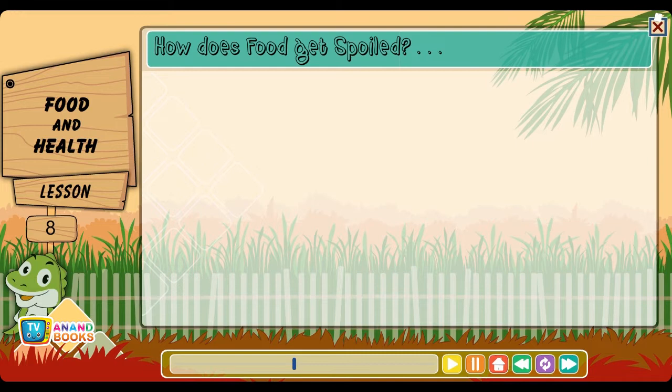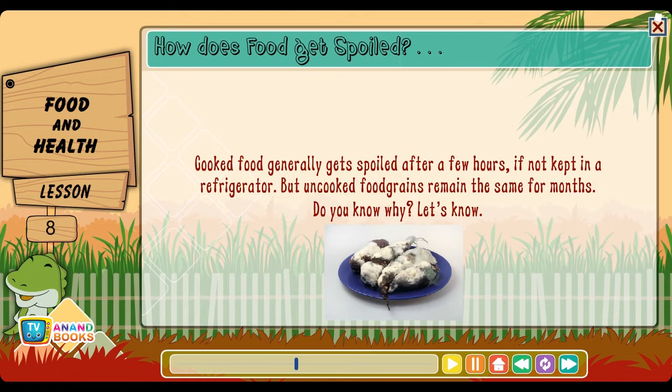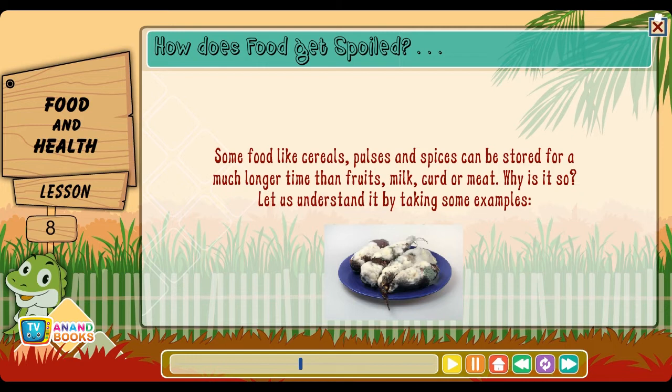How does food get spoiled? Cooked food generally gets spoiled after a few hours, if not kept in refrigerator. But uncooked food grains remain the same for months. Do you know why? Let's know. Some food like cereals, pulses, and spices can be stored for a much longer time than fruits, milk, curd, or meat. Why is it so? Let us understand it by taking some examples.